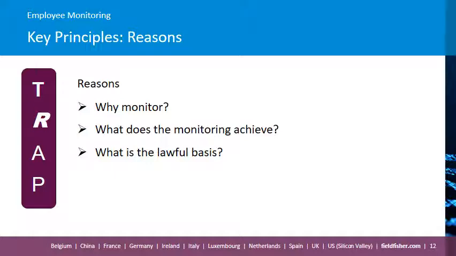Of course, you also need to identify an appropriate lawful basis for processing of personal data in connection with monitoring activities. We have covered bases, or grounds, in an earlier webinar. Often the basis will be the employer's legitimate interests. Don't forget that those need to be weighed against the individual's rights and freedoms.